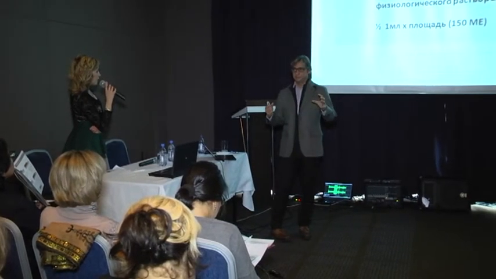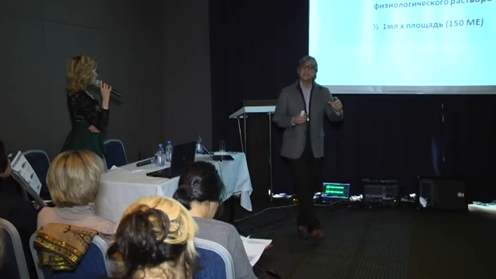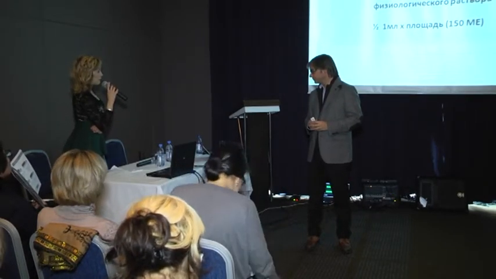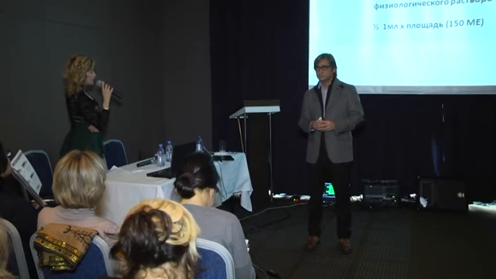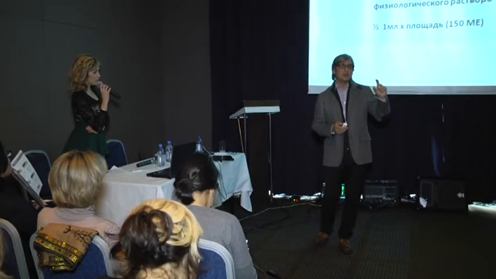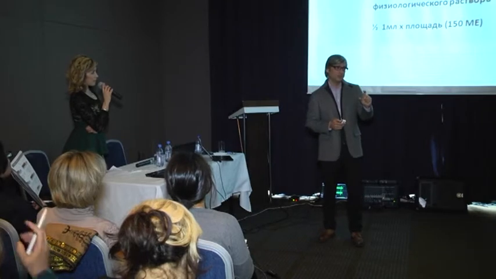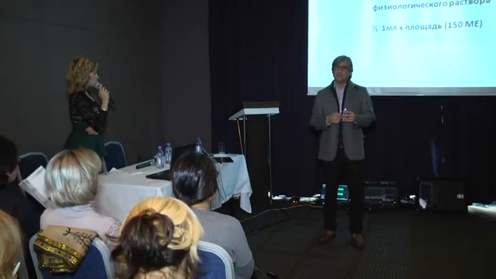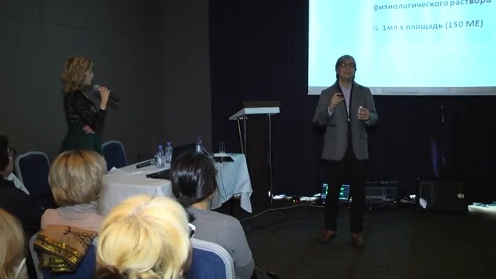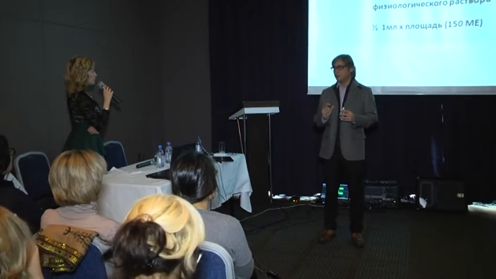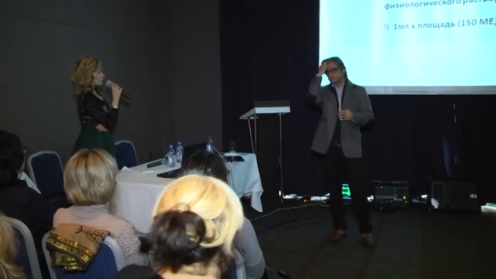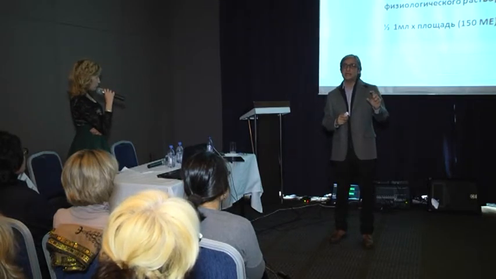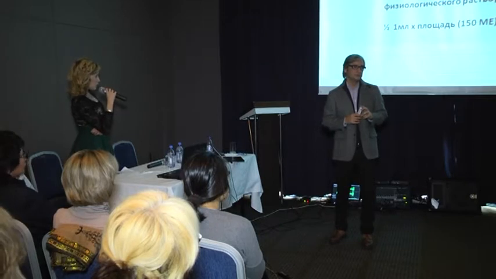Hyaluronidase is measured in international units. Every vial of hyaluronidase has 1,500 international units. When we add saline, we use 10 ml of saline to reconstitute the powder. It means that every milliliter has 150 international units.